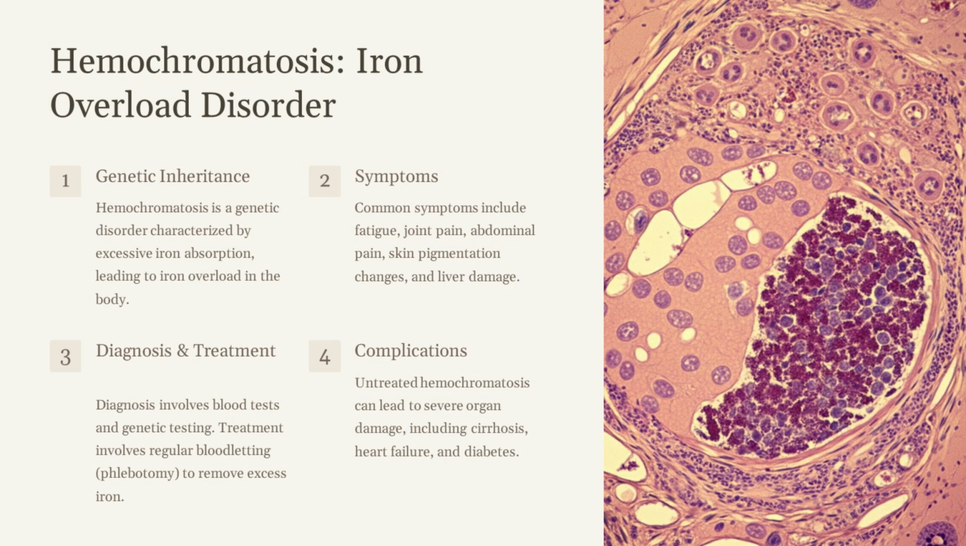The main treatment is regular bloodletting or phlebotomy to remove the excess iron from the body. If left untreated, the iron overload can cause serious organ damage like cirrhosis, heart problems, and diabetes. It's important to catch and manage hemochromatosis early to prevent these dangerous complications.